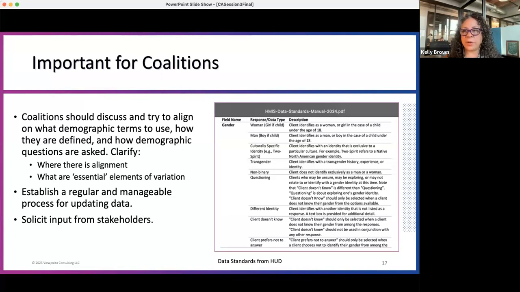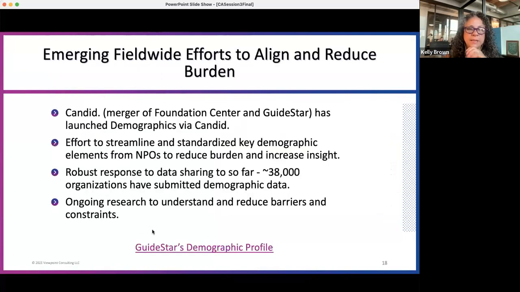I'm aware of the time, we're at 3:50. I'm going to go through the rest of the slides real quick because I do share some information about some emerging field-wide efforts to standardize the process of collecting data, but we'll understand if people have to drop off.